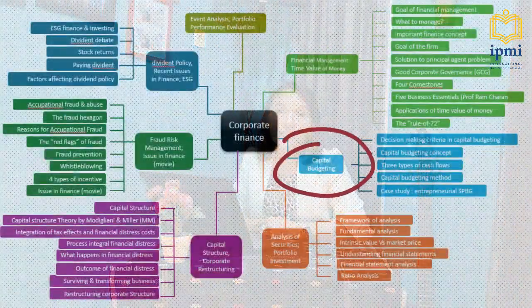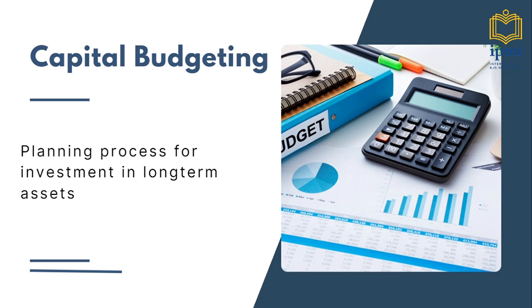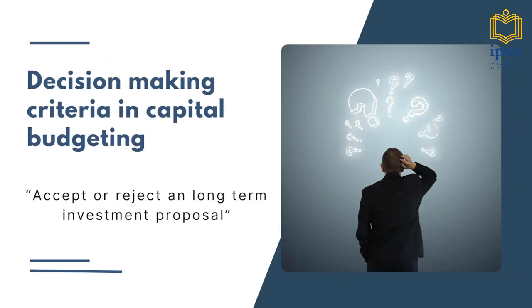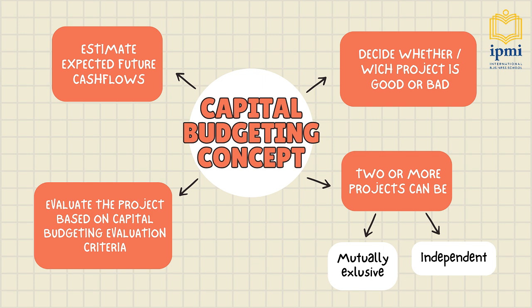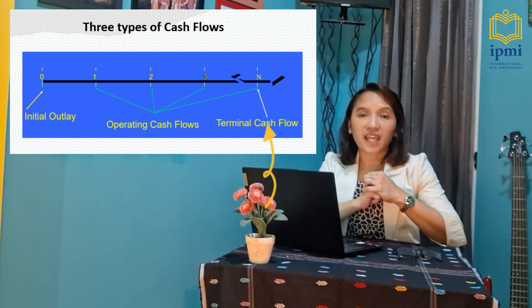Moving on to capital budgeting, which is the planning process for investment in long-term assets. The decision-making criterion in capital budgeting is to accept or reject a long-term investment proposal. The capital budgeting concept consists of estimating expected future cash flows, evaluating the project based on capital budgeting evaluation criteria, and deciding whether or which project is good or bad. Two or more projects can be mutually exclusive or independent. Remember, we have three types of cash flows: initial outlay, operating cash flows, and terminal cash flow.